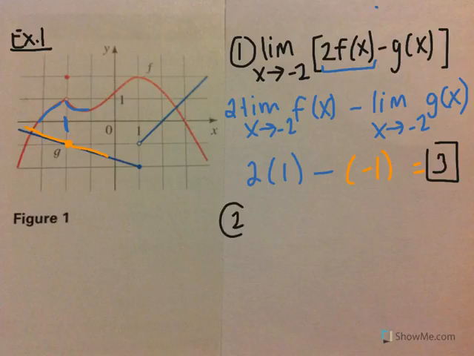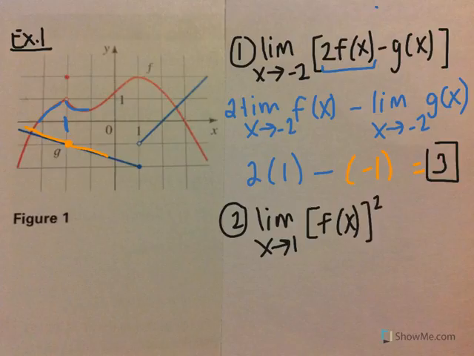Alright, the second example that I have is the limit as x approaches 1 of f of x squared. So what we can do is find the limit as x approaches 1. Let me erase on the drawing, so these will be gone. We want to approach 1 on f of x, and then we're going to square that answer. So I will come in towards 1.